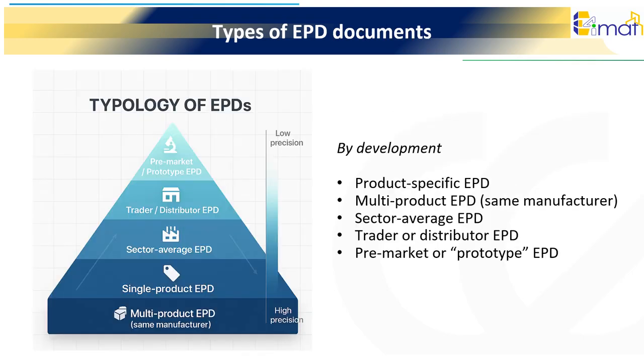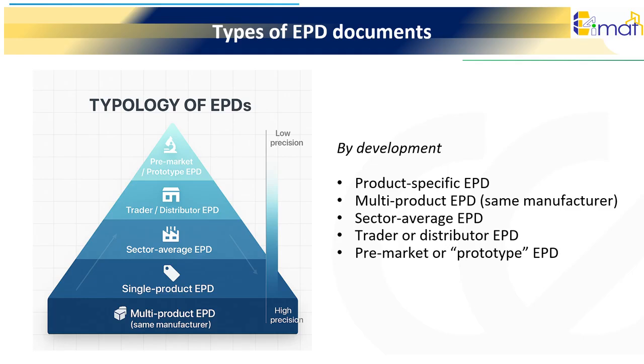This slide focuses on the different types of EPD documents that manufacturers or industry groups can publish. The most common type is the product-specific EPD, which describes the environmental performance of a single, clearly defined product. Some operators allow multi-product EPDs, where similar products from the same manufacturer are grouped together when their environmental profiles are consistent. A sector average EPD represents the typical performance of a product category, based on aggregated data from several companies. It is useful when no product-specific EPD exists, but it provides lower precision.